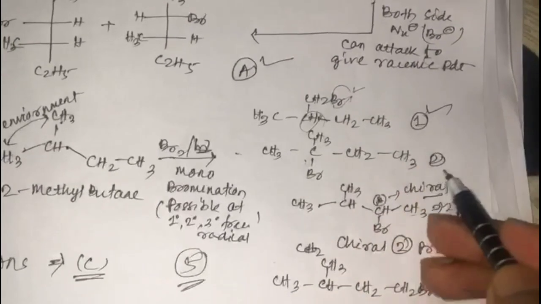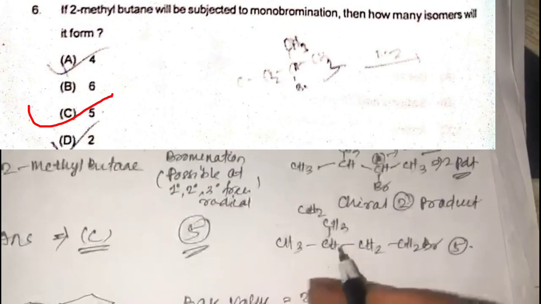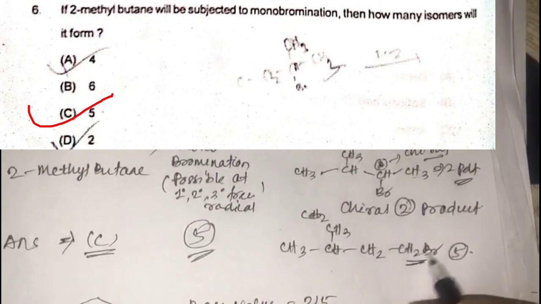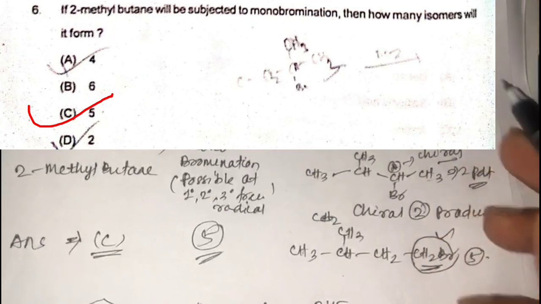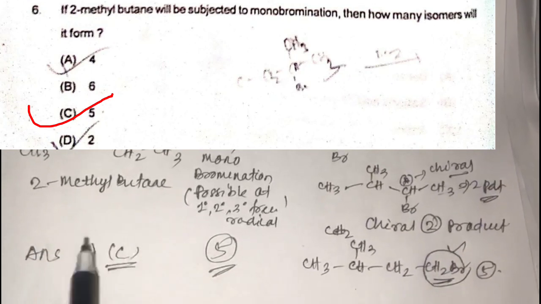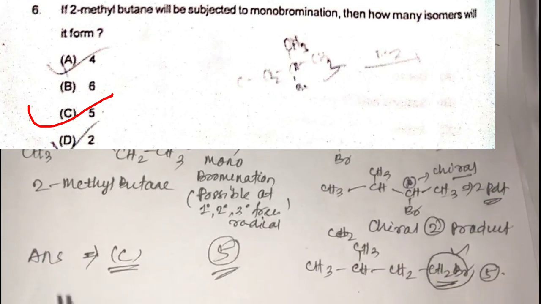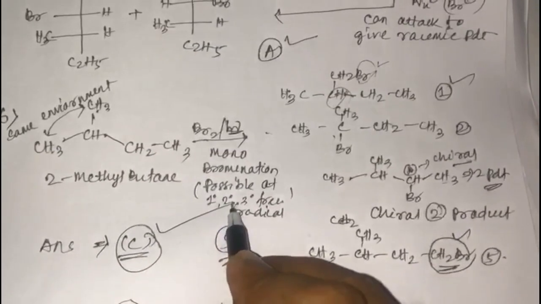Fine. So 1 2, this will give you 2, that is 2 plus 2 4, and we are left with the last one, that is this is 1 degree free radical, and these are all the 5 isomers, which is given by 2-methyl butane. So the correct answer for this particular question is C, that is 5.